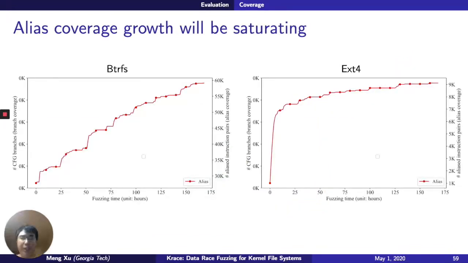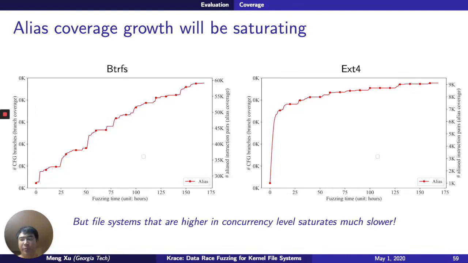And then, for basically any fuzzer, we need to evaluate its coverage growth. For alias coverage, which measures the concurrency dimension, the trend is not too different from branch coverage. It grows exponentially in the beginning, but gradually it saturates. But there are some interesting observations. Systems which are much higher in concurrency level saturate much slower. For example, Btrfs, which has like 22 background threads running at the same time, saturates much slower than ext4, which has like 3 to 4 threads running in the background.